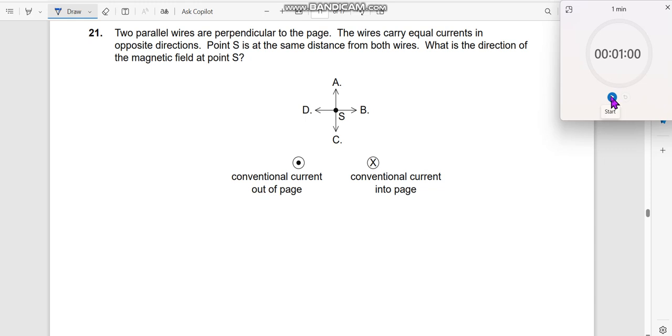Okay, question number 21. Two parallel wires are perpendicular to the plane of the page. Okay, there are two parallel wires over here. The two wires carry equal currents in opposite directions.